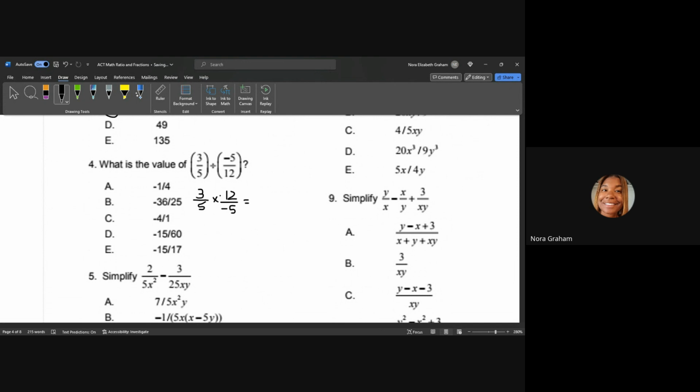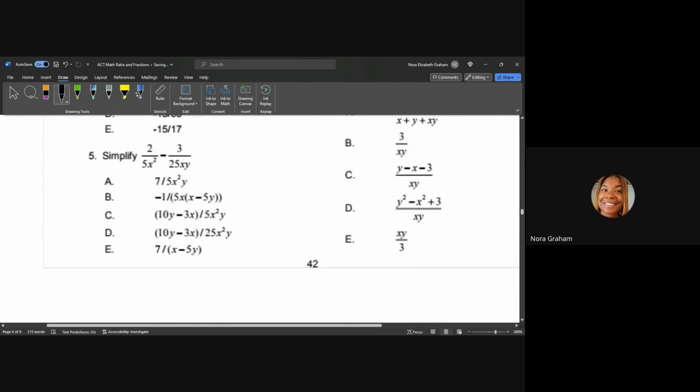Then I'm just going to multiply across. 3 times 12 is going to give me 36. 5 times negative 5 is going to give me negative 25. B is going to be our answer, even though they made the negative belong to the 36. Once I have my fraction like this, I can make this negative belong to the top, or I can make it belong to the bottom. It doesn't matter, whichever one you choose. So the answer for 4 is going to be B.